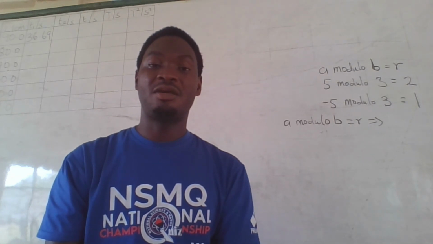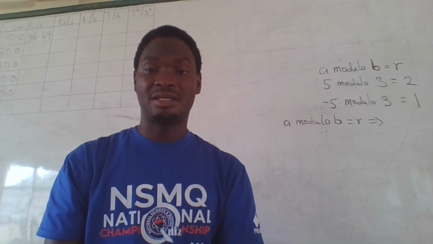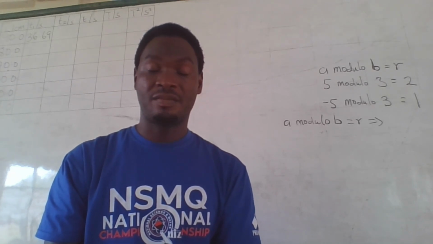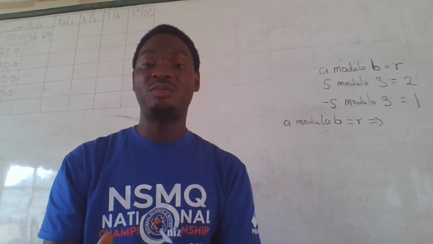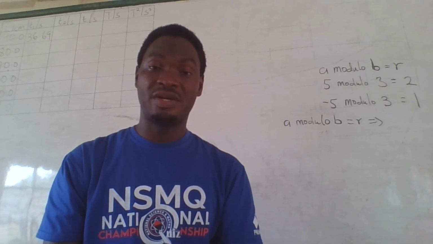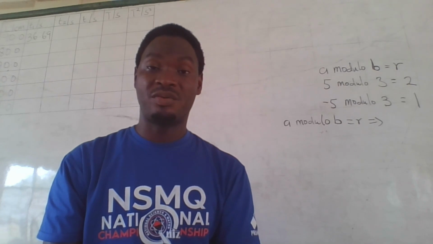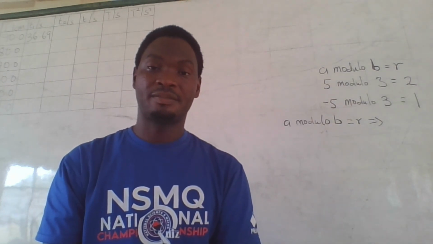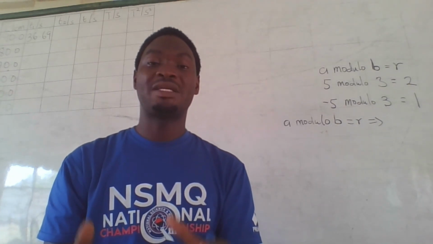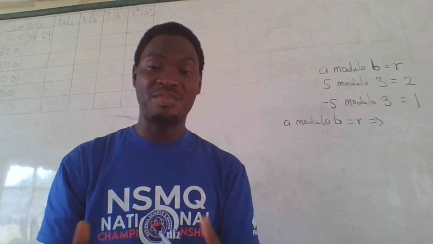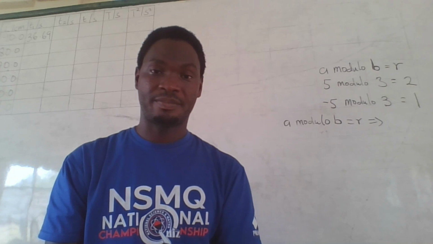For instance, in the equation 5 modulo 3 is equal to 2, we can say that when 5 is divided by 3, the quotient is 1 and the remainder is 2. But when we see the equation negative 5 modulo 3 is equal to 1, can we say that when we divide negative 5 by 3, the remainder is 1? Of course we can't. This leads us to ask, what exactly does the mathematician mean when he says A modulo B is equal to R?